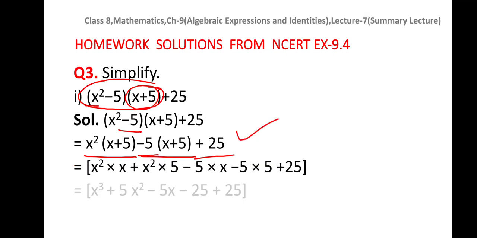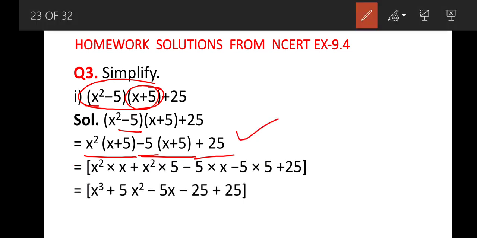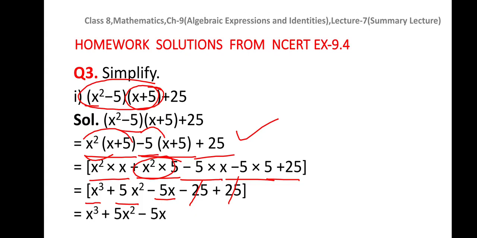So x square will be multiplied by every term: x square into x, x square into 5. I have done it here. Minus 5 into x, I have written here. And minus 5 into 5, plus 25. So x square into x will give you x cube. This will give you 5x square, and minus 5x. Minus 25 plus 25 are of opposite signs, so they will get cancelled out, and your answer will be x cube plus 5x square minus 5x. I hope this is clear to you.